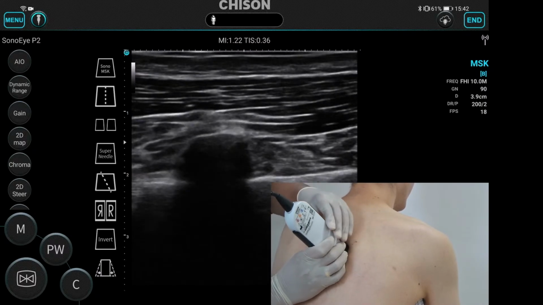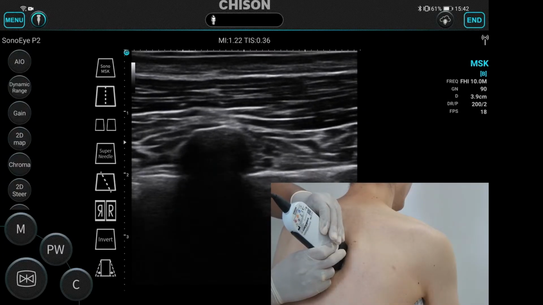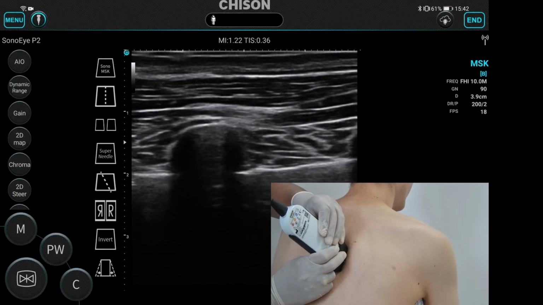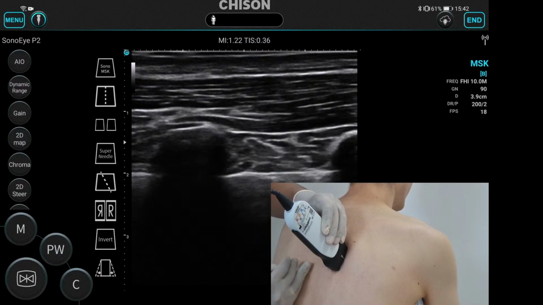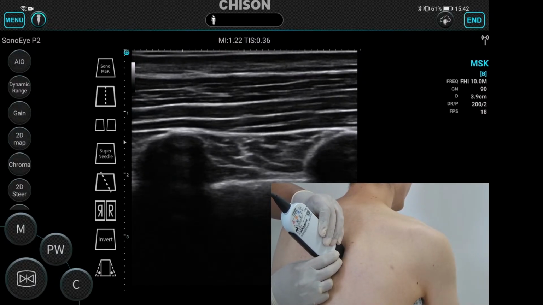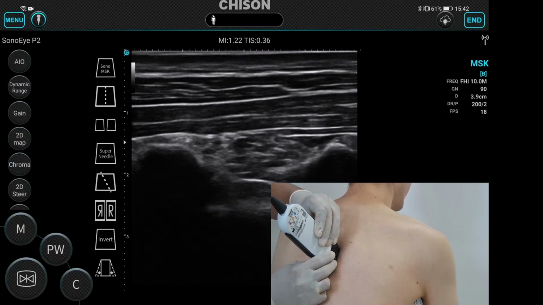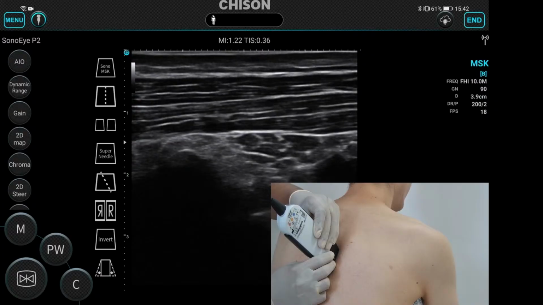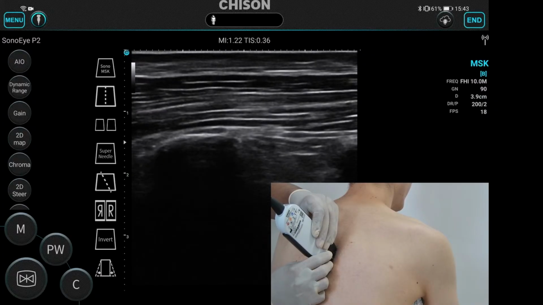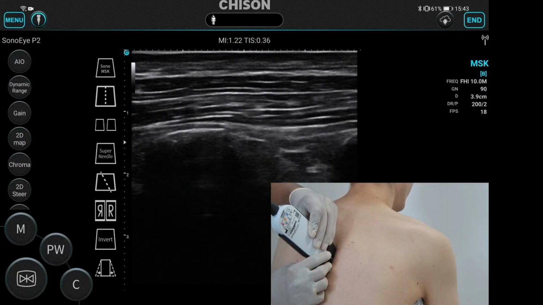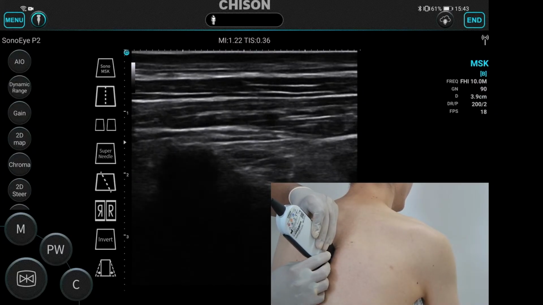Now when you are scanning for ESP, start from a little lateral side so that you can clearly see the rib shadows, and then move a little bit towards medial, towards the spine, and as you move towards the spine you will see a third group of muscle coming in between, which will be your erector spinae muscle. Okay, we can see it clearly here.